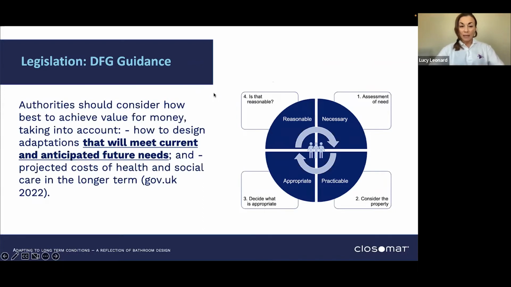And actually, by doing that, we are backed up by the legislation, the DFG legislation, because it says authorities should consider how to achieve value for money, taking into account how to design adaptations that will meet current and anticipated future needs. So that's the little bit of legislation that you can use in any clinical reasoning to say, well, actually, I'm anticipating this person's future health needs, and therefore I am recommending that a ceiling track hoist is provided at this point, or a Closomat wash dry toilet is provided at this point, although they can just about manage their personal hygiene after using the toilet. I predict that in the near future they will start to struggle. So that's quite useful to put in your clinical reasoning.